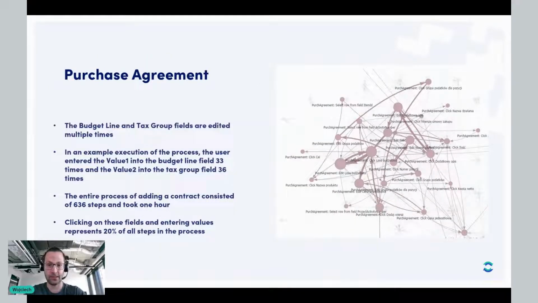In the next example, you can see the process of creating a purchase agreement, and yes, this process has 636 steps. You see, that's the third bullet, right? And in some cases, the value budget line was input 33 times, and the value number 2 was input 33 times, 36 times, right? So you can see once again a lot of repetitive manual work. If we reduce this process by only about 20%, we can save 105 days.